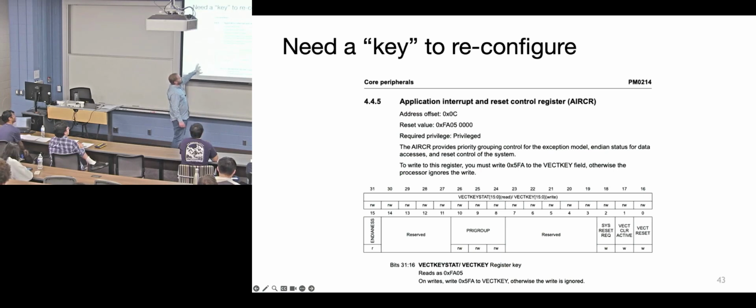So there is literally a key built into a register that says if you want to change the preemption priority, you have to take this key, write the key into a particular register first, and then the next instruction will allow you to change the preemption priority or the sub-priorities. Why is STM giving you all these extras, making you have a key to unlock this thing?